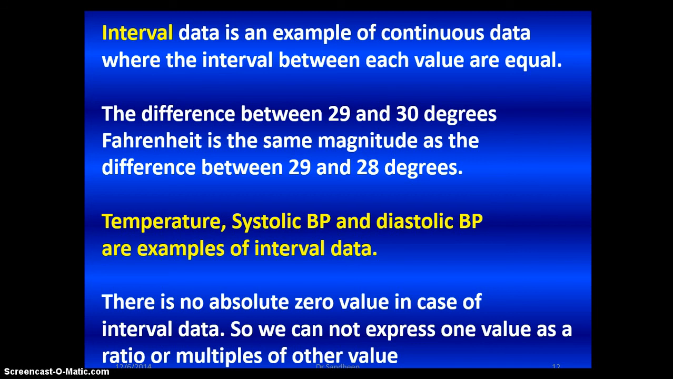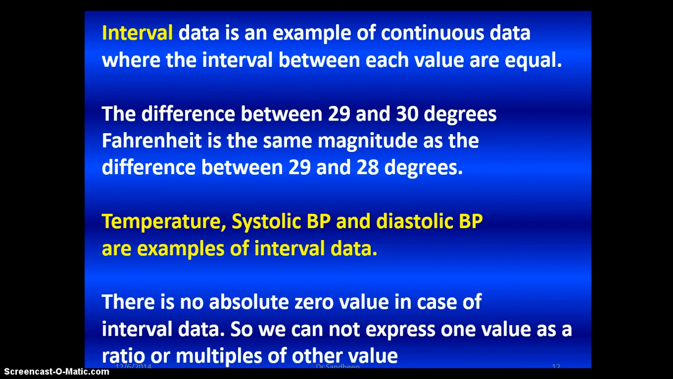Next type of data is interval data. It is not categorical. It is a continuous type of data. Interval data is an example of continuous data where the interval between each value is equal. The difference between 29 degrees Fahrenheit and 30 degrees Fahrenheit is the same in magnitude as the difference between 29 and 28 degrees Fahrenheit. Temperature, systolic blood pressure, diastolic blood pressure, all are examples of interval type of data. There is no absolute zero value in case of interval data. So we cannot express one value as a ratio or multiple of another value. That I will explain.